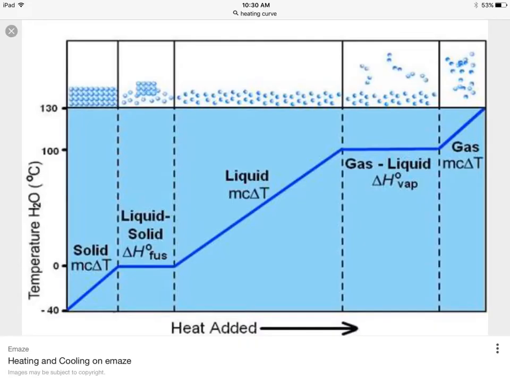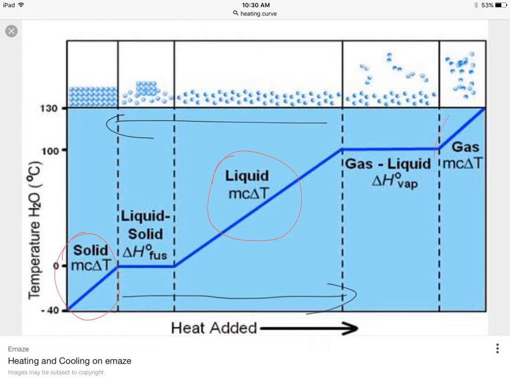Okay, as we start talking about enthalpies of reactions, we're going to do a little review. This is a heating curve or a cooling curve, depending on which way you look at it. If you look at it going this way, it's a heating curve. If you look at it going this way, your substance would be cooling down and it would be a cooling curve. We've seen this last year. At our lowest temperatures, we have solids. In the middle, we have a liquid. At the highest, we have a gas.